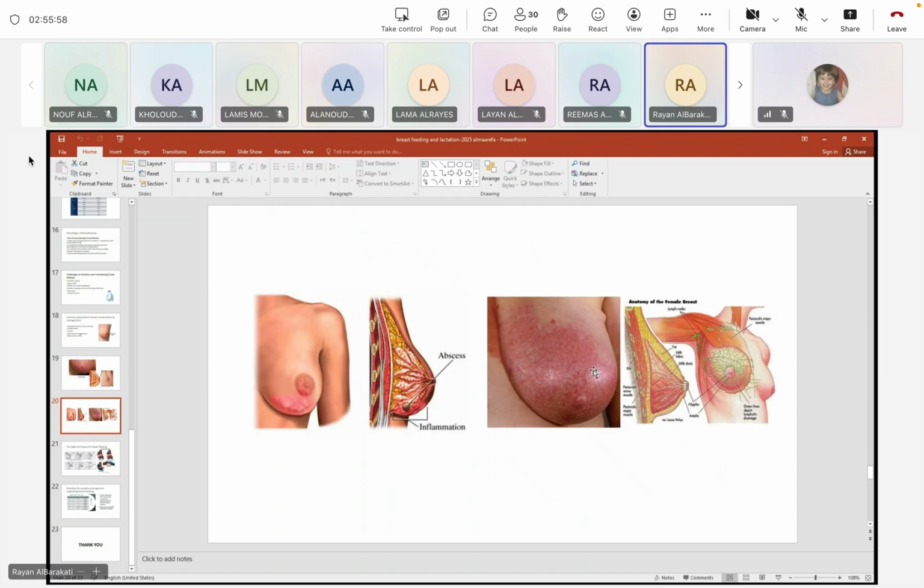This is an area we can see here, redness of the breast, and this is called mastitis. Remember, it is like cellulitis. Here on the left side of the picture, you can see the abscess, and this means inflammation with collection of pus. You need to do incision and drainage, and cover with antibiotic and painkillers.